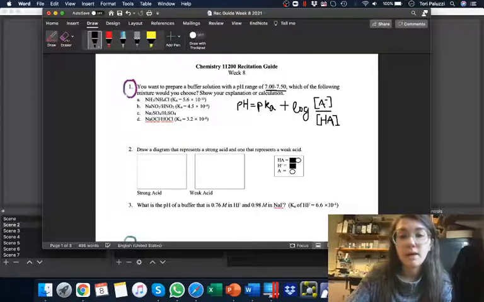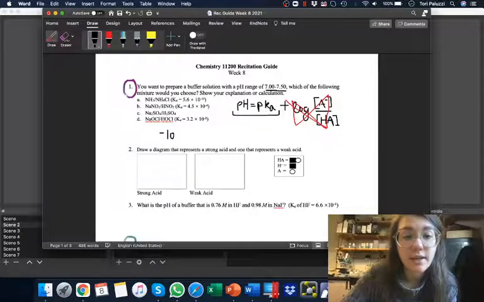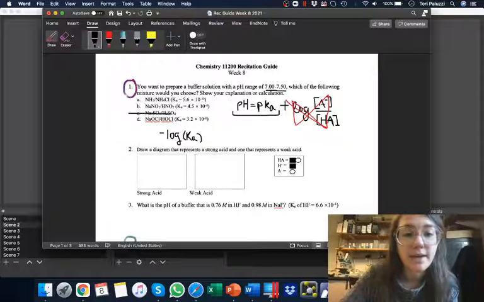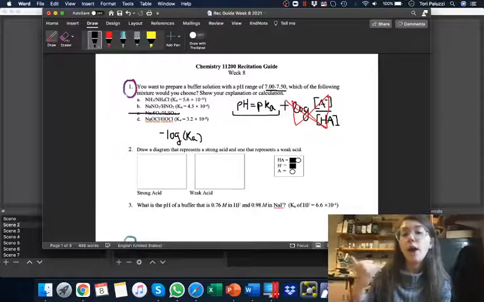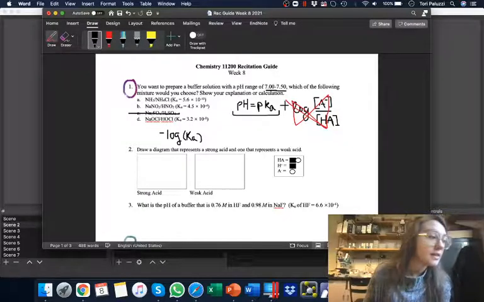So with that in mind, I'm just going to make them the same, and then I have pH equals pKa. I know the pKa is the negative log of Ka. So if I take the negative log of all these Ka values, I'm going to get a clearer picture of my pH. That means I can automatically rule out C, right? It doesn't have a Ka value, so I'm not going to be able to choose that one. I have no idea what its buffering capacity is.